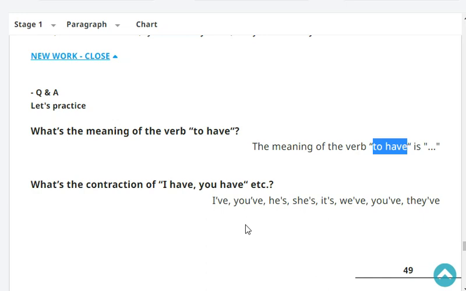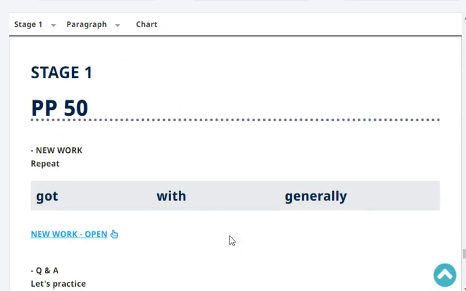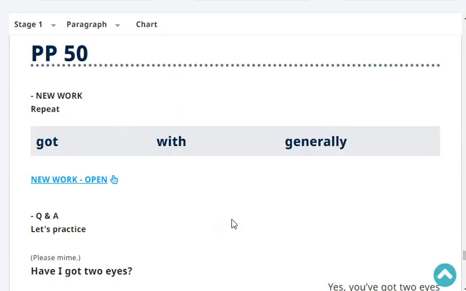What's the contraction of I have, you have, he has, she has, etc.? The contractions are I've, you've, he's, she's, etc. Very good.